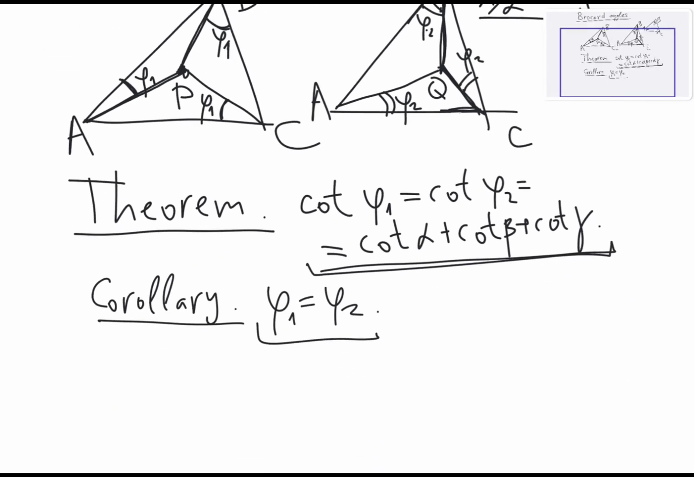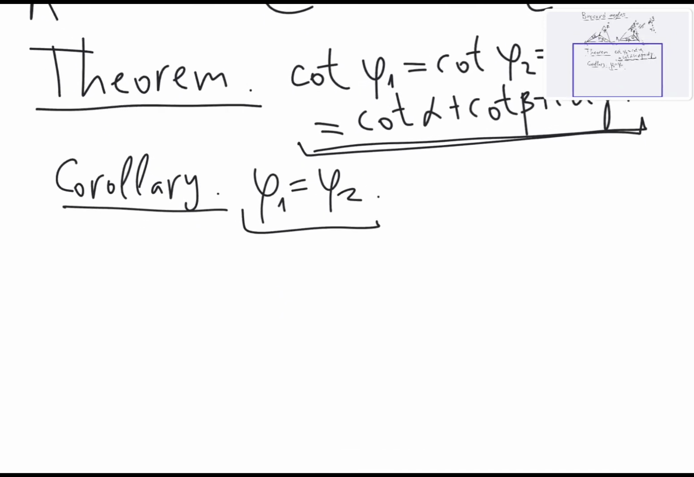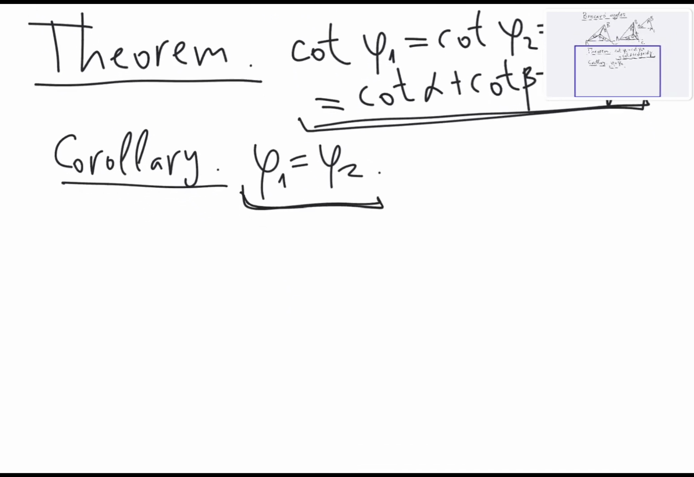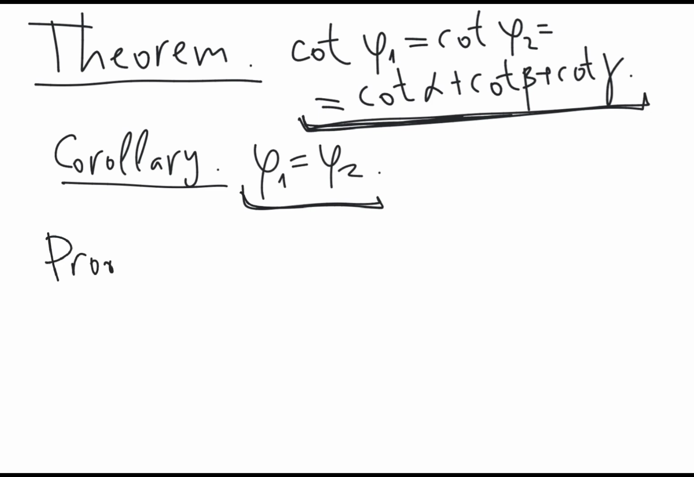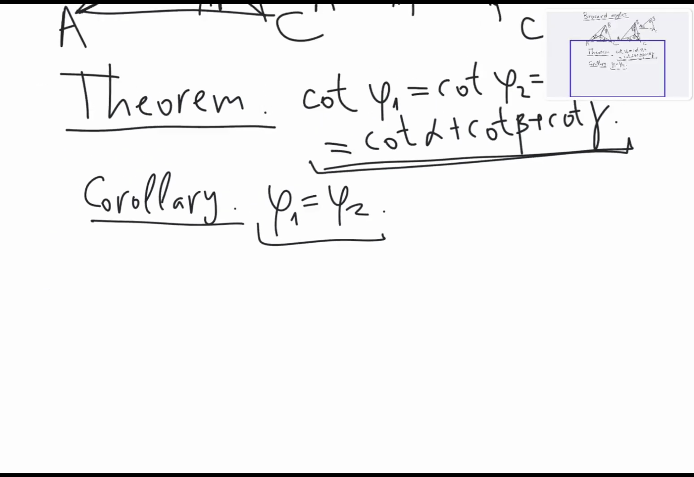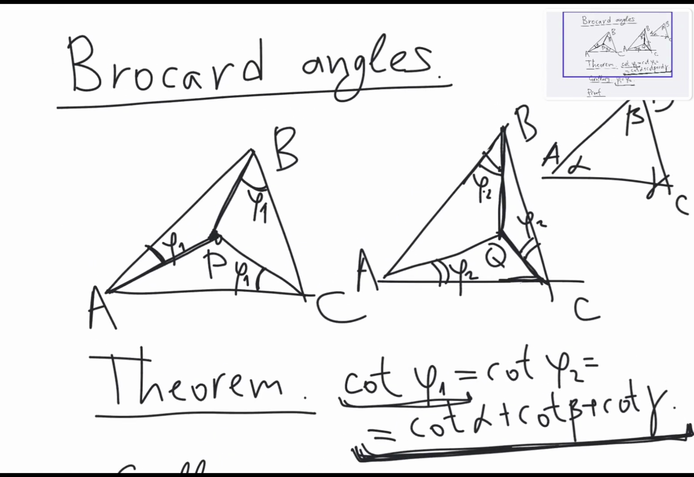Okay, so we will prove the equality of these angles by establishing this expression for the cotangent of both of these angles. First, proof. First we notice that the case of phi1 and phi2 is similar. If we prove that the cotangent of phi1 is equal to this expression, then the case of phi2 would follow, because the picture is kind of symmetrical.